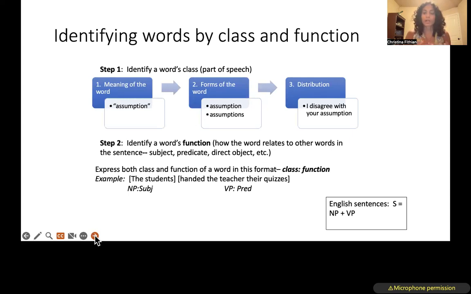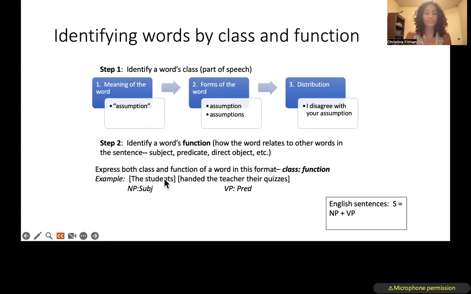We also discussed how we would identify a word's class using the 3 steps: meaning, forms of the word, and distribution. We also discussed that we need to identify the word's function in the sentence. So we're not just going to write noun phrase and verb phrase. We're going to write noun phrase subject separated by a colon and verb phrase predicate separated by a colon. That's what NP and VP stand for, respectively, noun phrase and verb phrase. So we're going to express both the class and the function of a word in this format: class, colon, function.